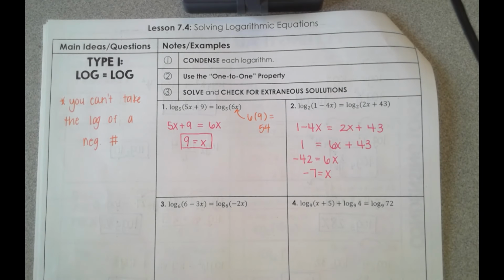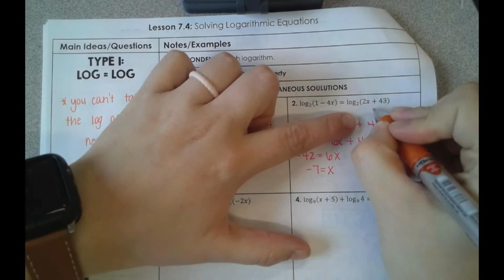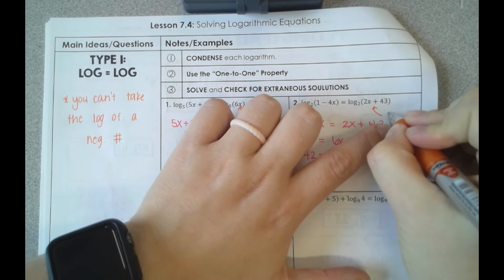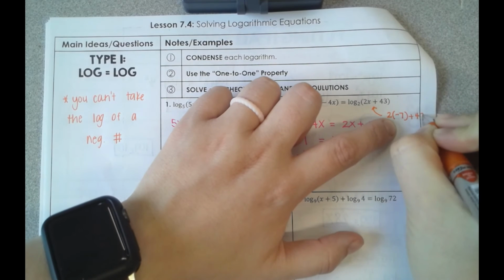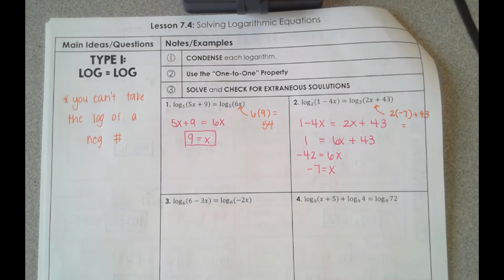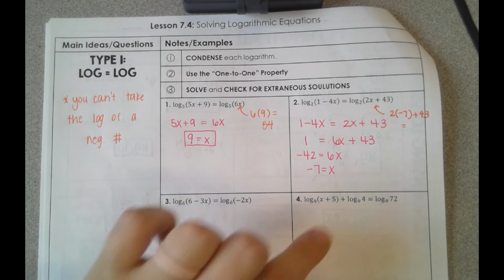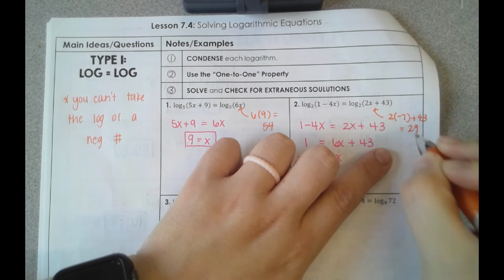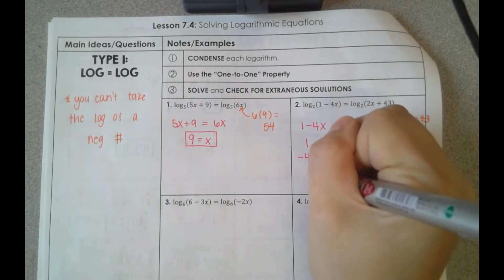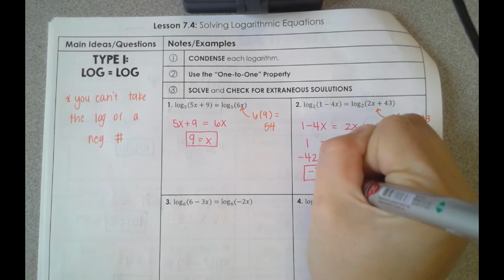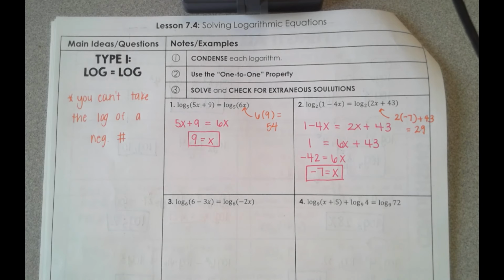So we need to check that. Now x itself can be negative. That's not a problem, as long as when we plug it in, it turns into a positive. So 2 times negative 7 plus 43. Let's see, that's negative 14 plus 43, which would be 29. So we can take log of 29, not a problem. So that's my answer. Any questions?